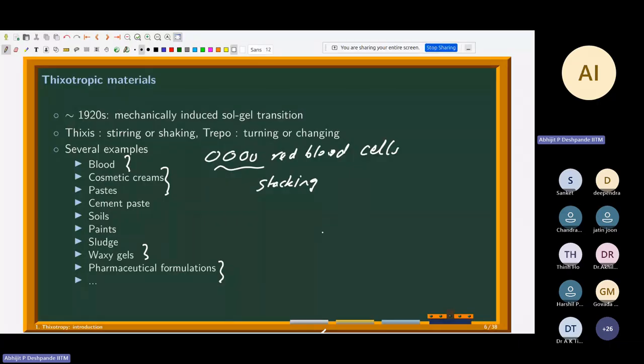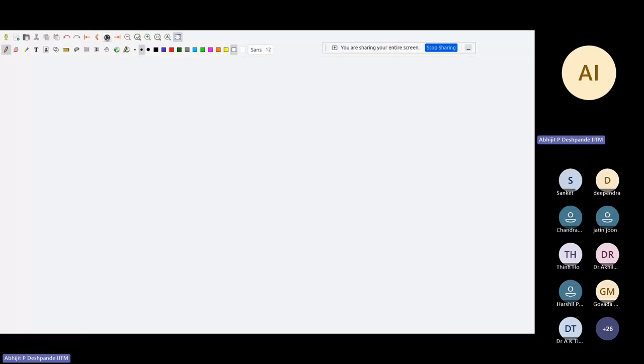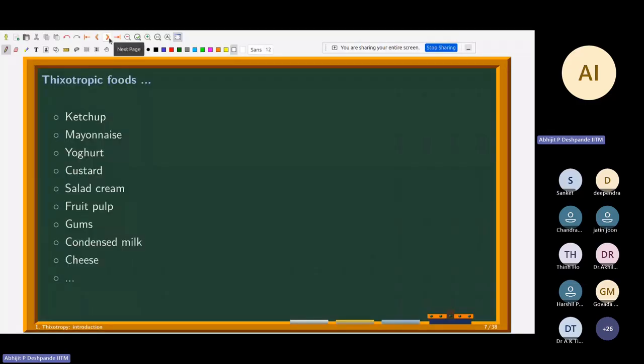Cement paste is a very common example of thixotropic response. And going closer in terms of food also, there are lots of foods which are examples of thixotropic materials. And I spoke about mayonnaise already. So one or two examples of results of mayonnaise we will see. And not just mayonnaise, but several other materials that we use, including cheese and ketchup. They are all examples of thixotropic materials.